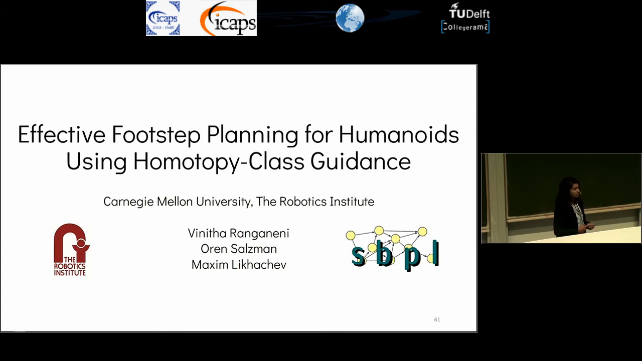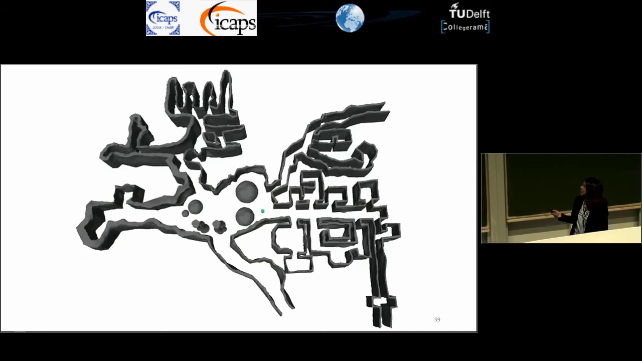And one more, how do you guide, you said your algorithm is complete, so even if there is not a possible solution through this homotopy class, it will find another solution. Yeah, so how do you guide your search by this? Sorry, what was the last part? Do you guide your search by this homotopy class? Right, so there's, here, let me.